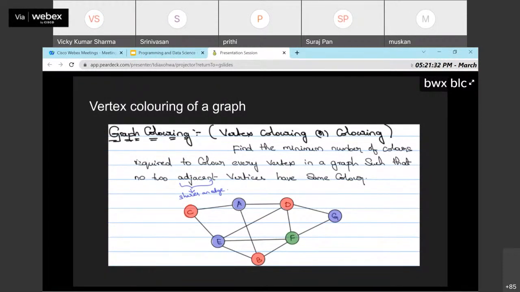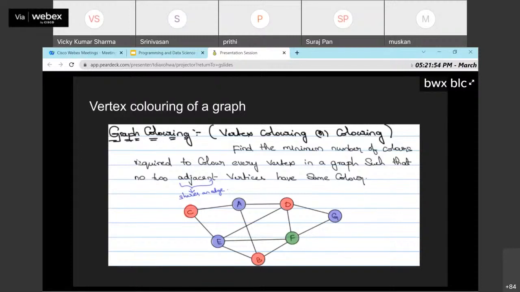Now you see how many vertices do you have? 7. So you can say, okay sir, we can give 7 colors. But that is not the optimum thing to do in graph coloring. You have to minimize the number of colors. And what is the condition that you have to follow? You have to make sure that the adjacent vertices do not have the same color.